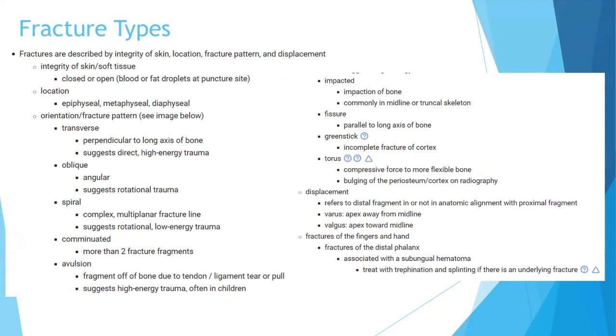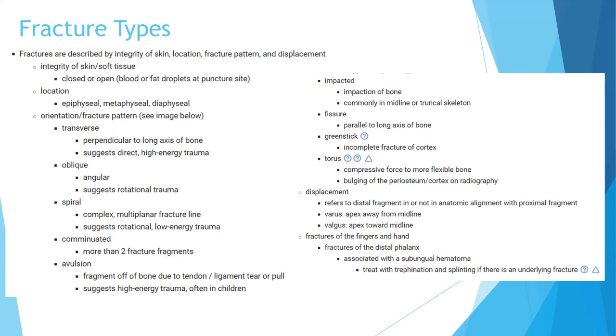the tendon or ligament tear, pull; impacted fracture, where there is an impaction of bone; fissure, where it is parallel to the long axis of the bone; greenstick fracture, an incomplete fracture of the cortex; and torus fracture, which is a compressive force to more flexible bone. Displacement refers to the distal fragment being in or not in anatomical alignment to the proximal fragment. Varus is the apex away from the midline, and valgus is the apex towards the midline.